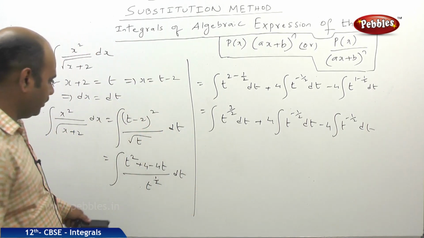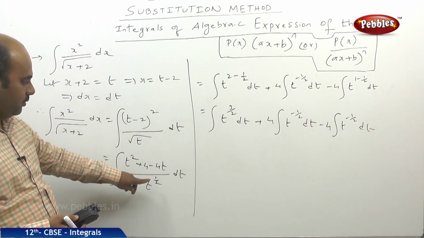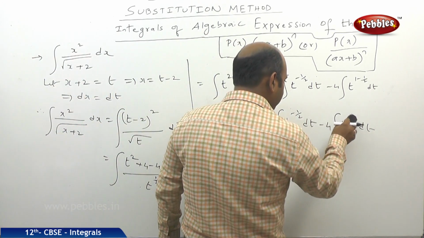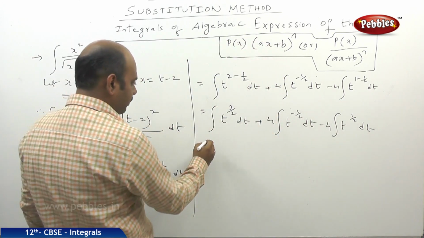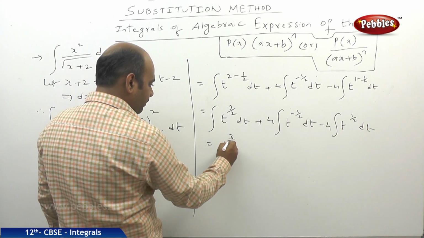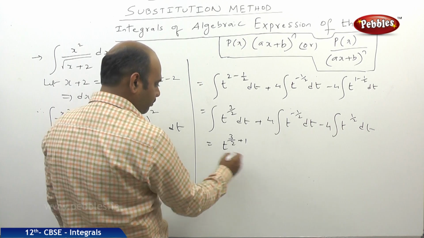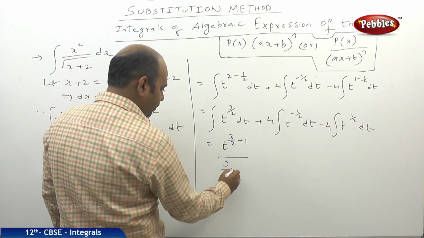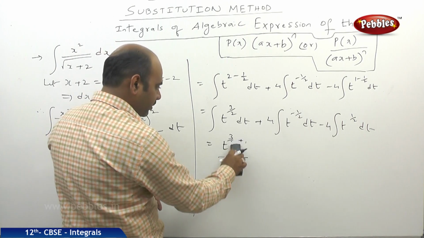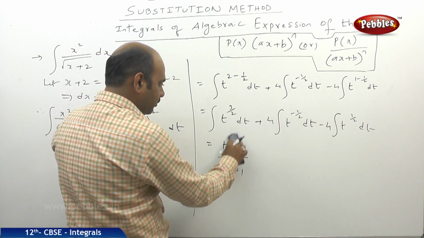If you observe carefully, 1 minus 1 by 2, so it becomes 1 by 2. So finally what happens, the integral of t power 3 by 2 dt means t power 3 by 2 plus 1 by 3 by 2 plus 1. So directly I am writing 3 by 2 plus 1 means we can directly write as 5 by 2.